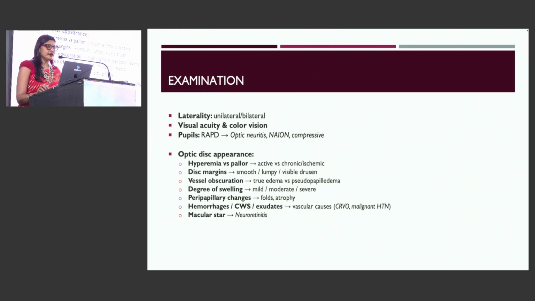In the optic nerve appearance, what should you look for? You should look for, is it a pallid disc edema or is it a hyperemic disc edema? Are the disc margins smooth or are they lumpy? And how much elevation is there? Vessel obscuration. Are the vessels on the disc clear or are they completely obscured?